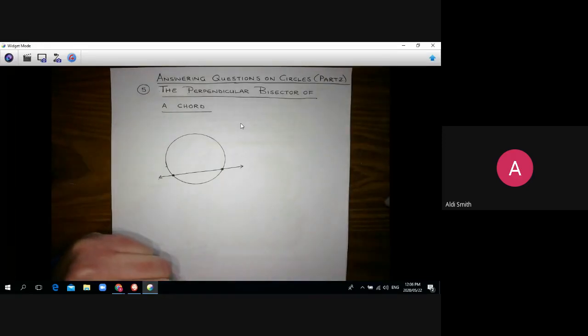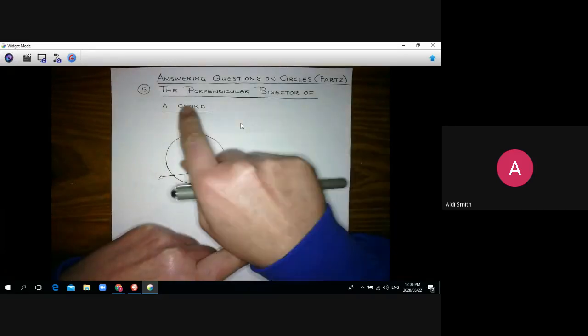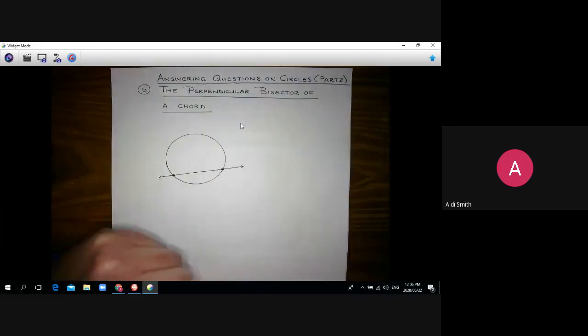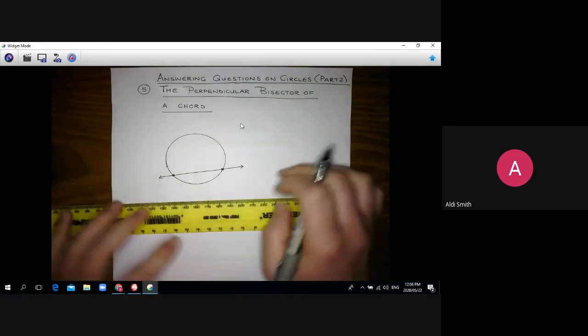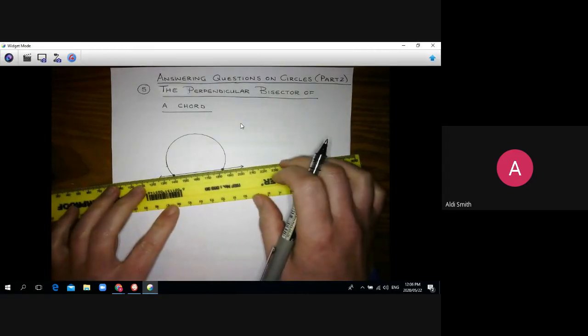Now, the 5th type of question they like asking in these questions on circles has to do with the perpendicular bisector of a chord specifically. In the revision on the grade 11 analytical geometry earlier this week, I spoke about how to find the perpendicular bisector of a chord. What you need to do is find the midpoint, so the middle right there.